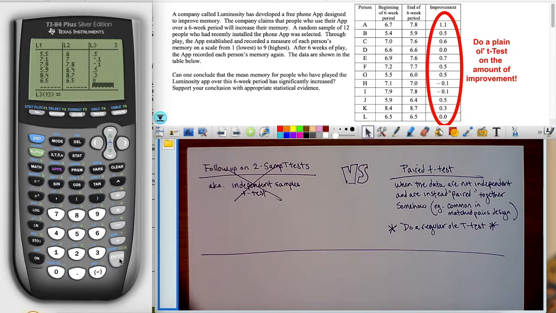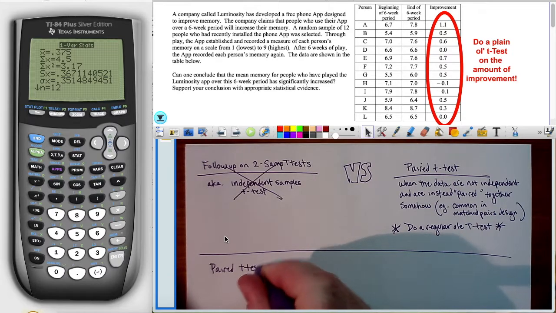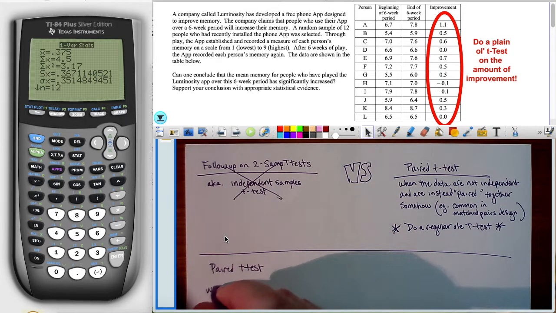And the question is, how much improvement was there on average? The 1-Var Stats tells me that the mean is 0.375, which is not a lot, right? Just like 3 or 4 tenths of an improvement point. So is that significant or not?